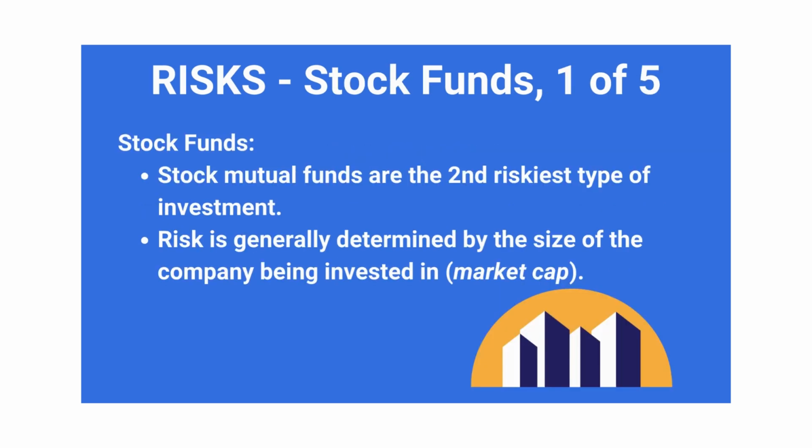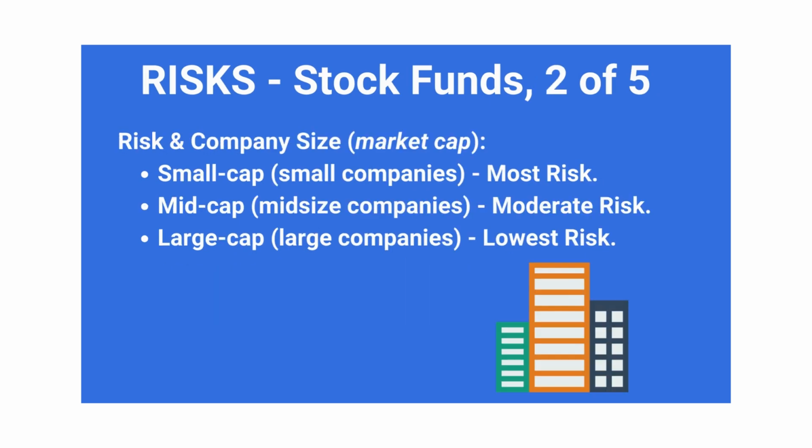Stock funds. Stock mutual funds are the second riskiest type of investment. Risk is generally determined by the size of the company being invested in, also known as its market cap. Risk and company size. As you can see, mutual funds that invest in smaller companies, or small cap, have the most risk. Those that invest in mid cap or mid-sized companies have moderate risk. And those mutual funds that invest in large cap or large companies have the lowest amount of risk.